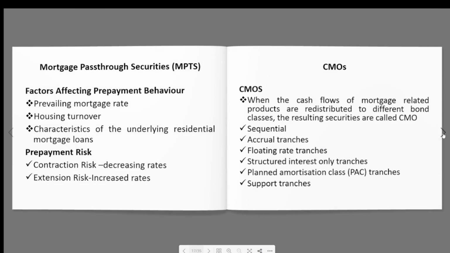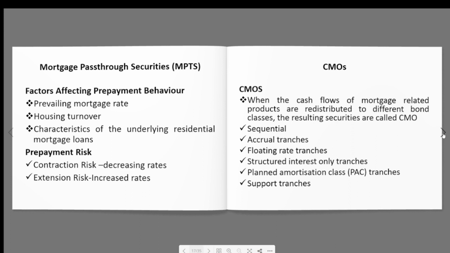Now let's look at factors affecting prepayment behavior. We have prevailing mortgage rate, housing turnover, and characteristics of the underlying residential mortgage loans. For prepayment risk, we have contraction risk, which is from decreasing rates, or extension risk, which in essence is from increased rates.